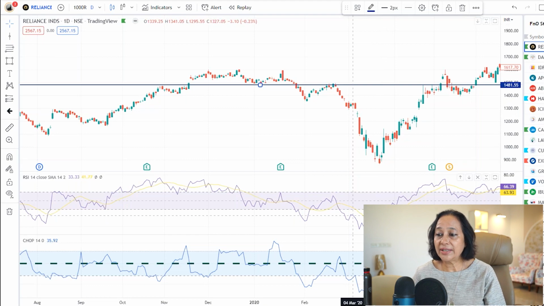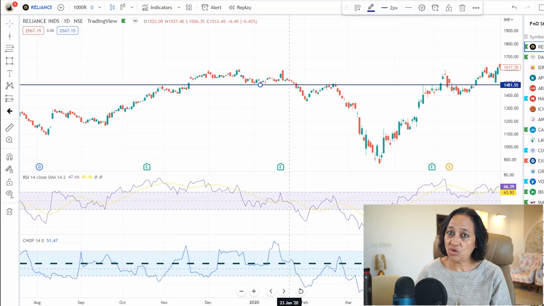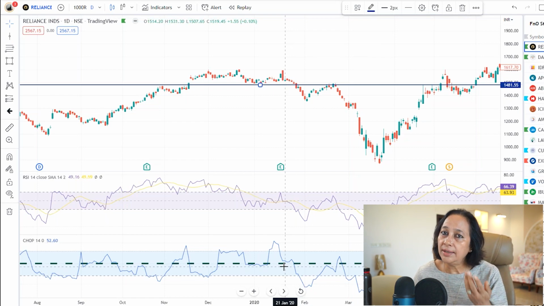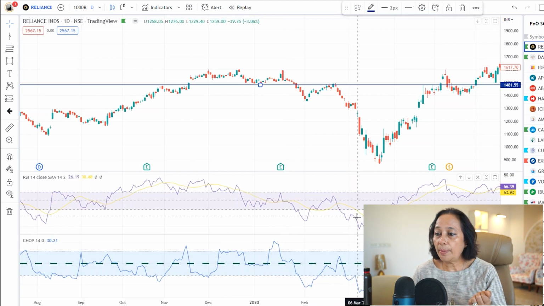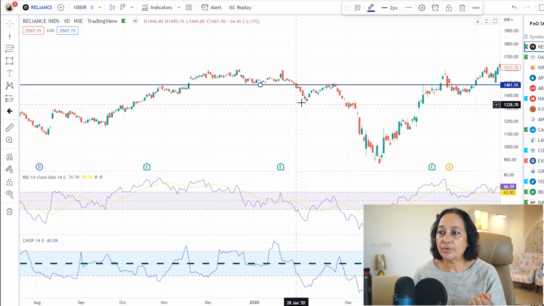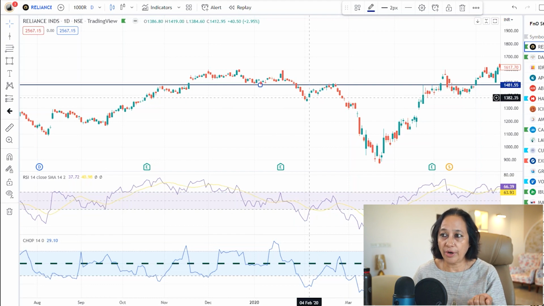How do you exit? When do you exit? When RSI goes above 40. It's not going to be dependent on choppiness. Choppiness is only to find out the trend. Choppiness is only to enter the market. Now here, RSI goes above 40, you simply exit your trade. So still it gives you about 100 points.